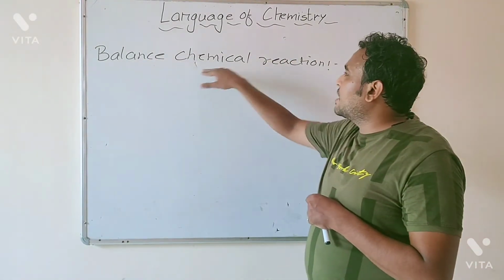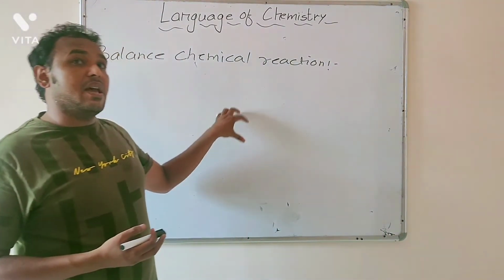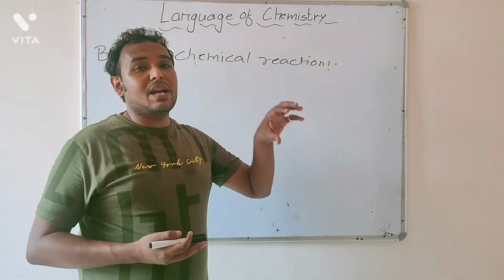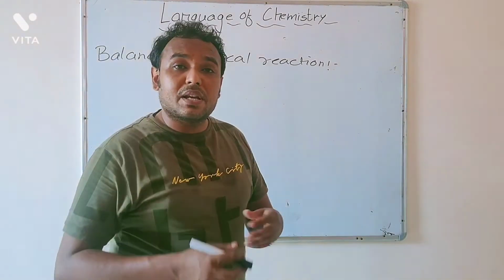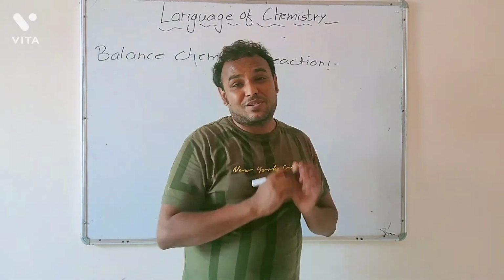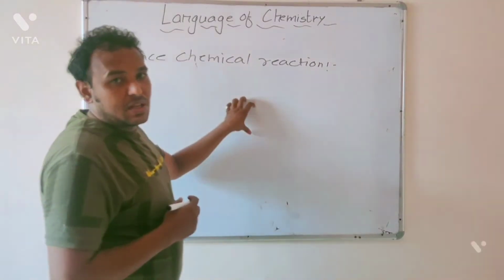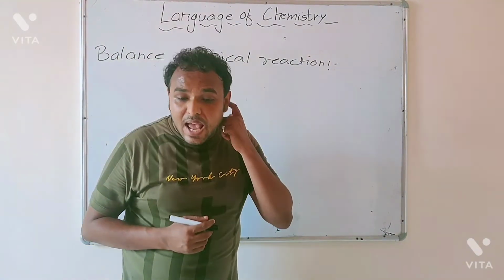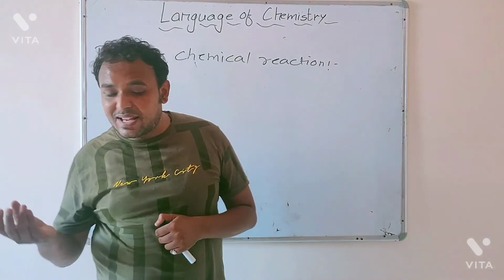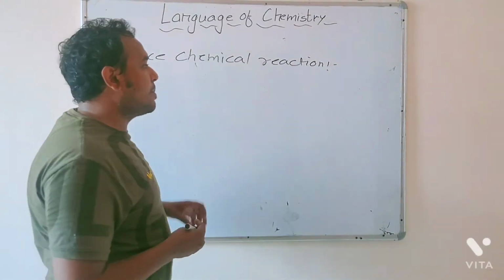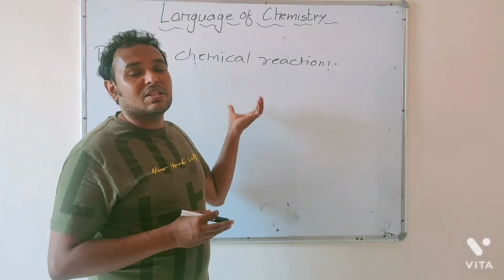So what is a balanced chemical equation? A balanced chemical equation is one in which the number of atoms on the reactant side as well as the product side are equal. Because during a chemical reaction only atoms are rearranged. To prove the balanced chemical equation, there is a law. This law is known as the law of conservation of mass. What is the law of conservation of mass? The law of conservation of mass says that during a chemical reaction, the mass of substances remains the same.